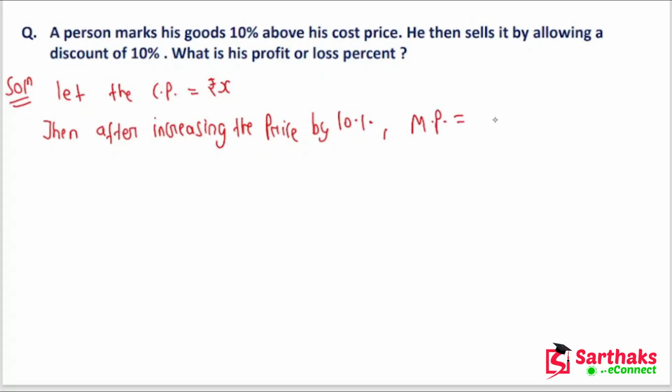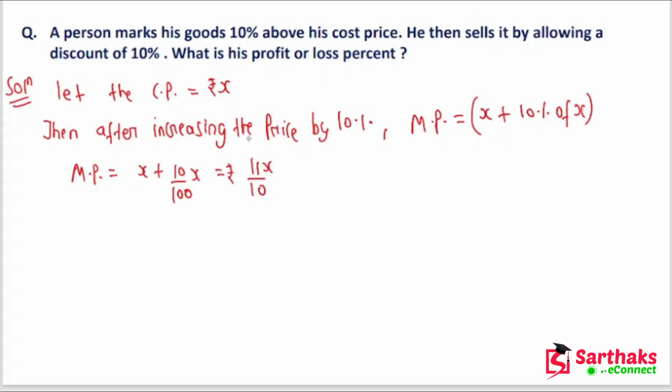after increasing the price by 10%, the marked price would be what? X plus 10% of X, right? X was the cost price, but he marks the price 10% above the cost price, so it would be the new mark price. So the mark price would come out to be X plus 10% of X, that is 10 by 100 of X, that is 1 by 10 of X, so it would be 11X upon 10. Okay, so this is the mark price.